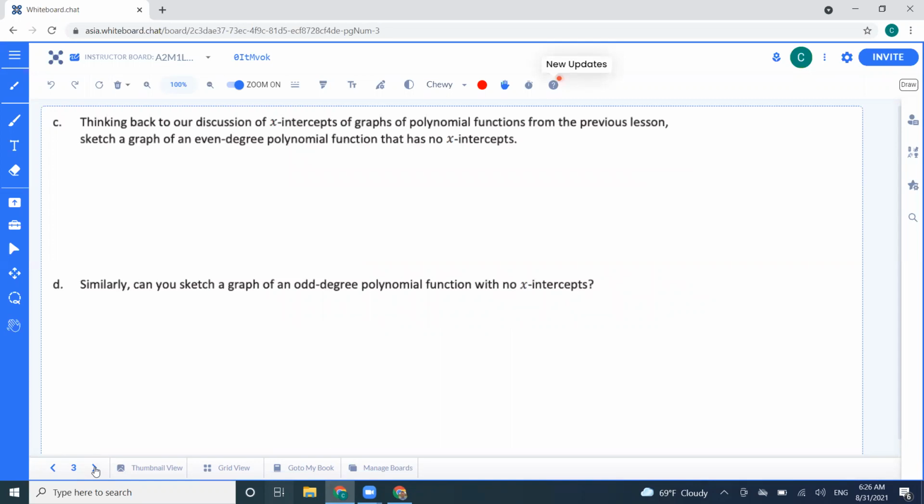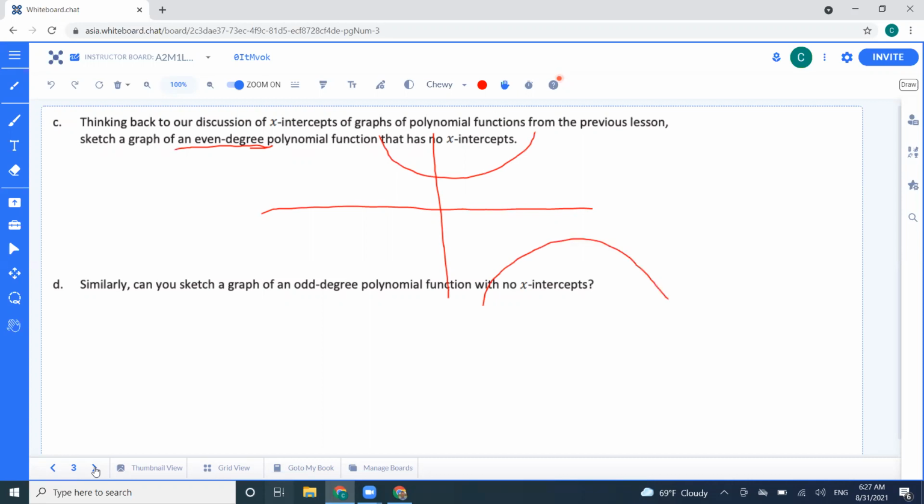C, thinking back on the discussion of x-intercepts and graphs of polynomial functions from the previous lesson, sketch a graph of an even degree polynomial function that has no x-intercepts. So if we were to do that, we would have, that is our x-intercept. Okay. If it's an even degree, it's going to look like a parabola, right? So it may be something like this, and the other one may come down here and do something like this.